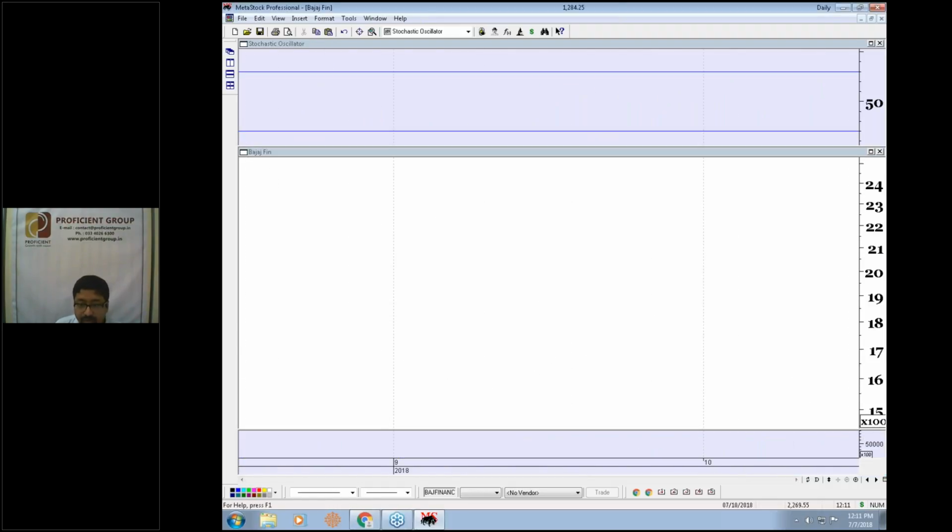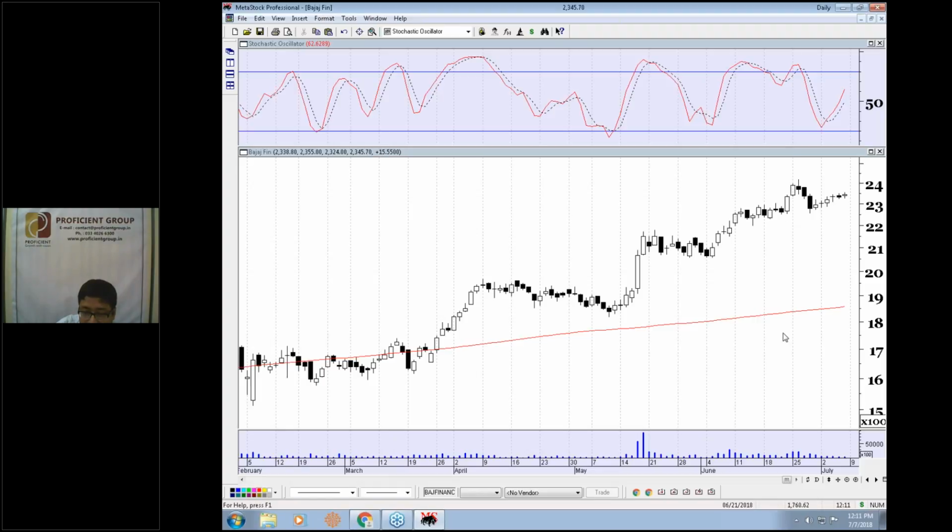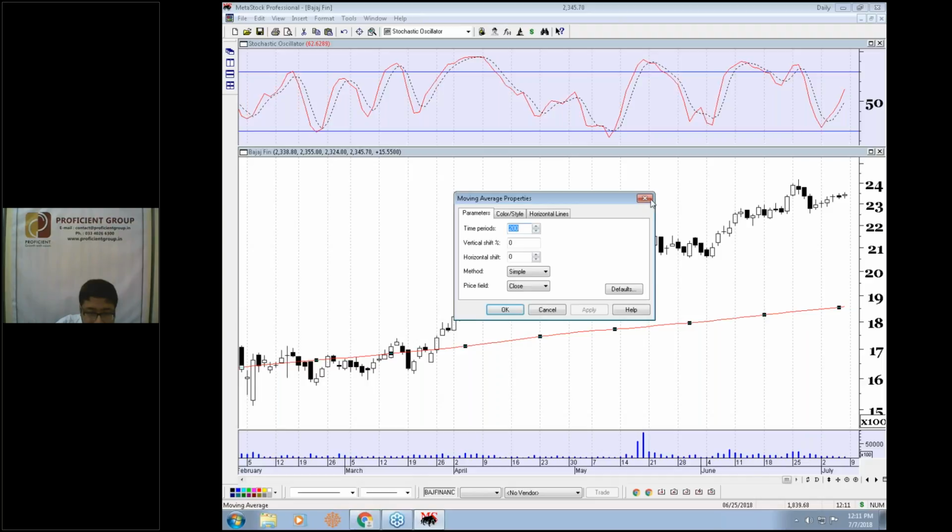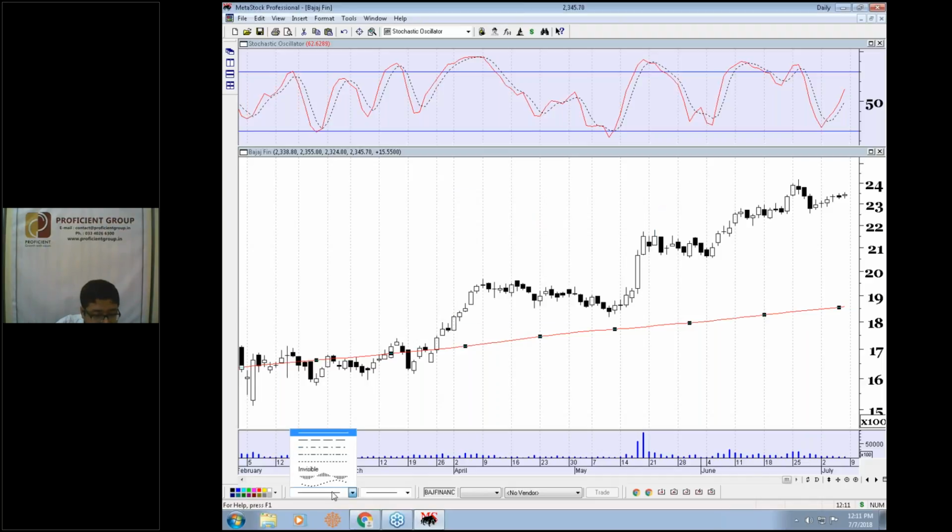The chart is extremely strong, as you can see. Prices are trading above the 200-day moving average. Bajaj Finance is also a strong upward trending stock. One can keep a buy position with a stop loss at around the 2275 region. That was the last bottom made. So if 2275 survives, prices are very likely to continue higher, and the uptrend is likely to continue.